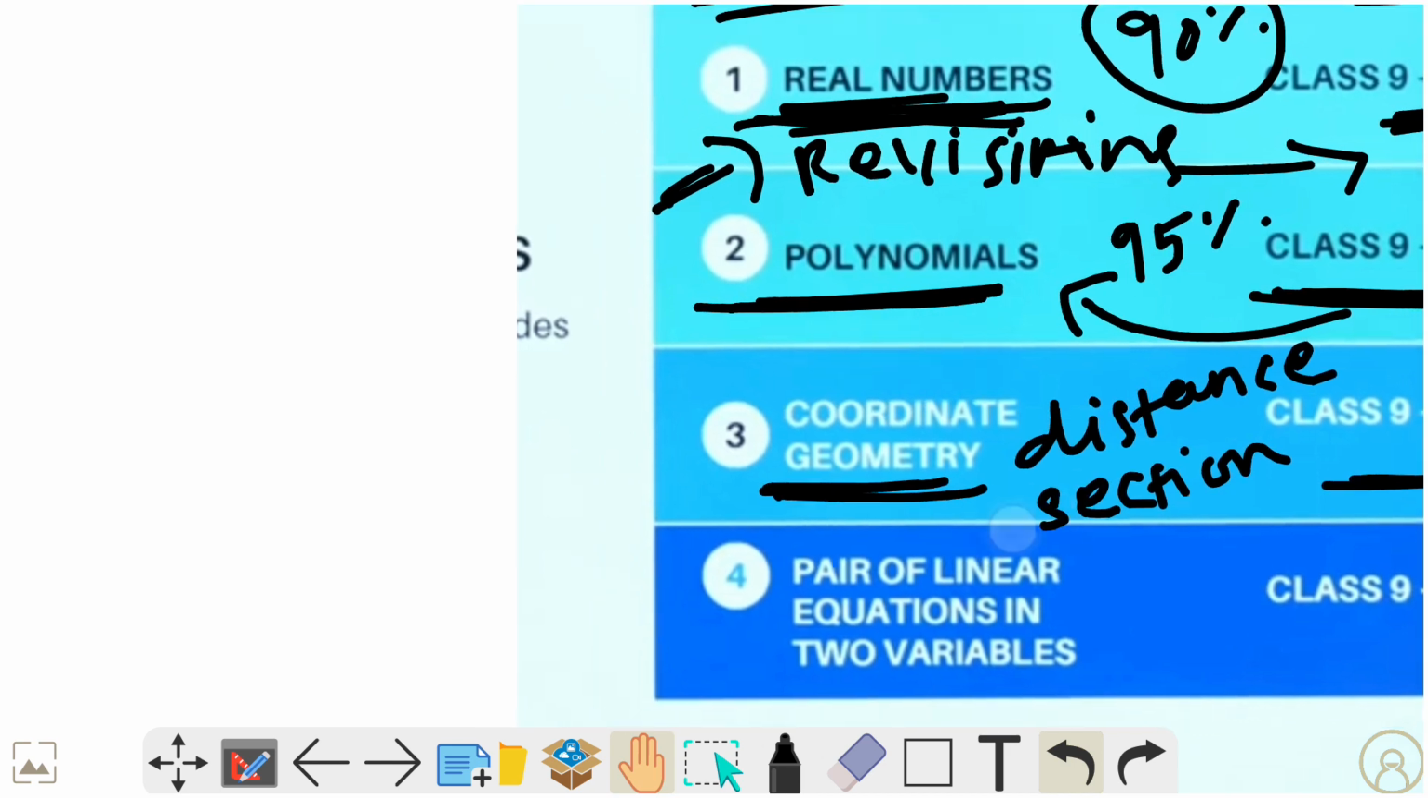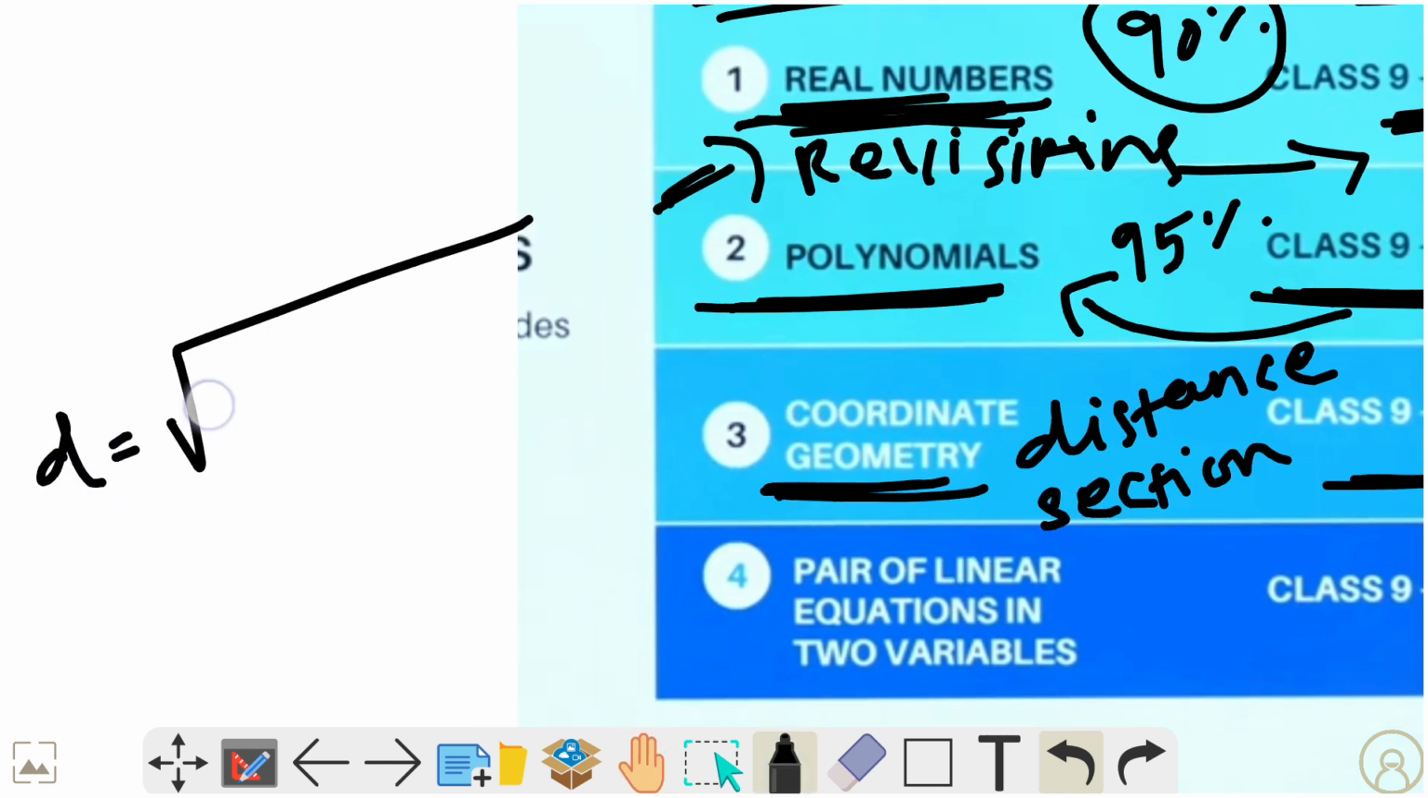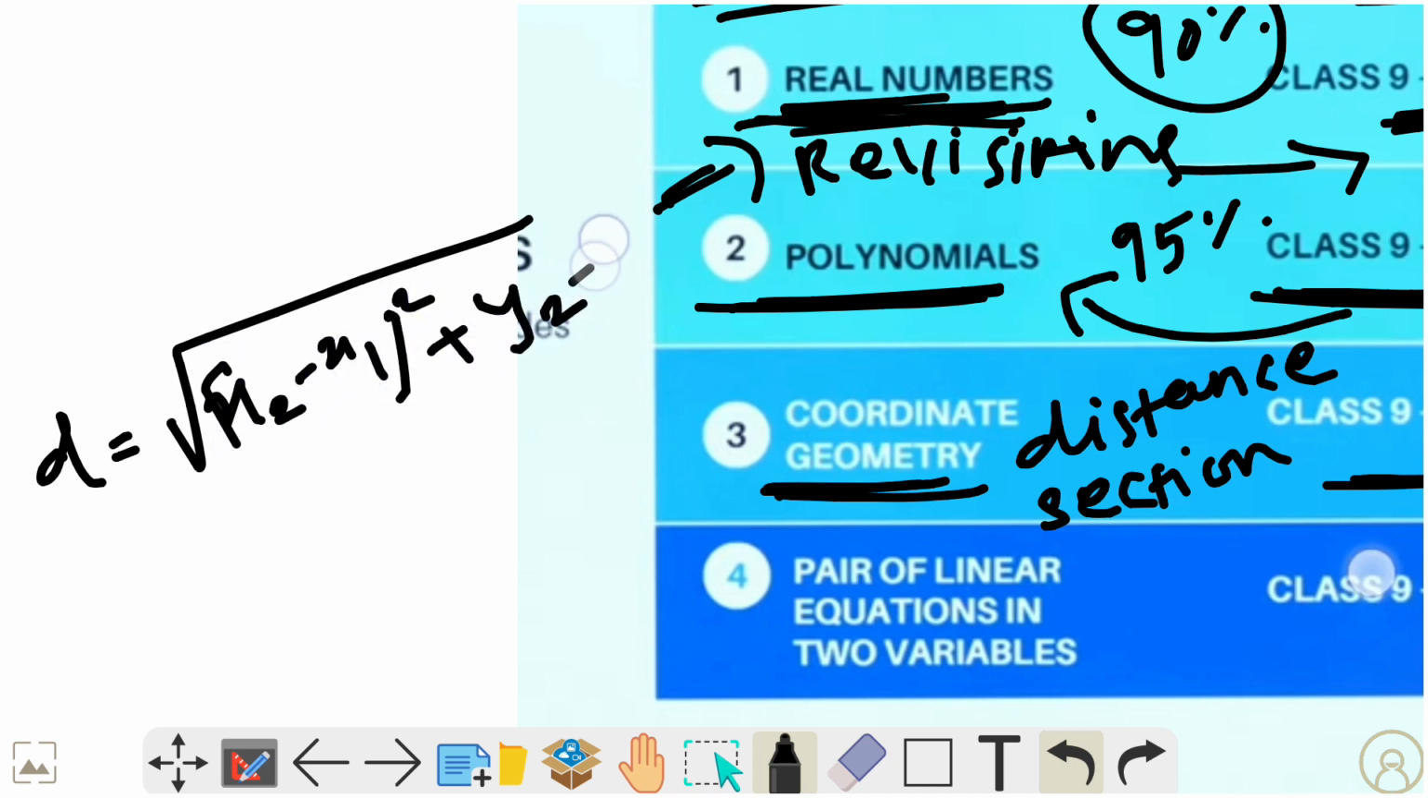The distance formula is d equal to square root of (x2 minus x1) the whole square plus (y2 minus y1) the whole square. So you are going to find the distance between two points. You have to use this formula, d equal to square root of (x2 minus x1) the whole square plus (y2 minus y1) the whole square.